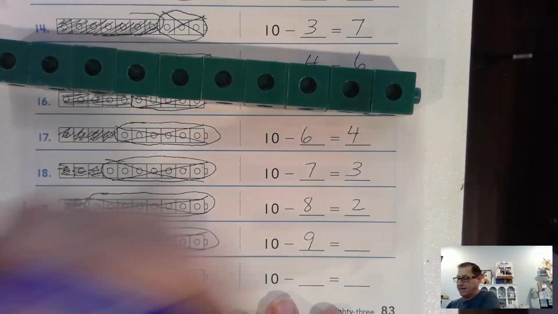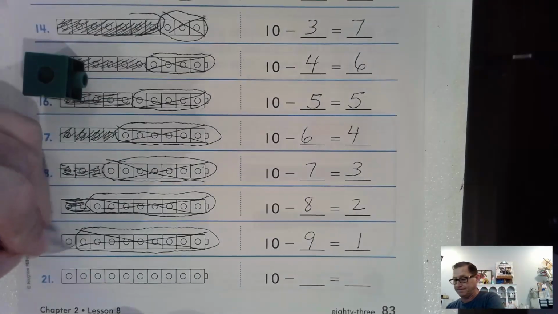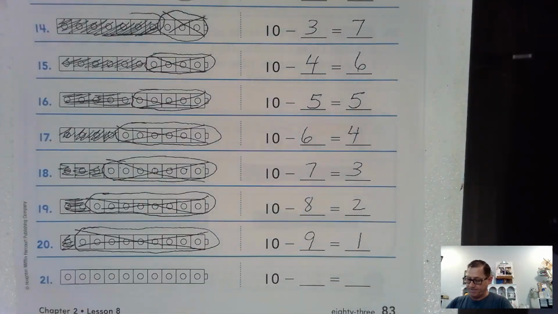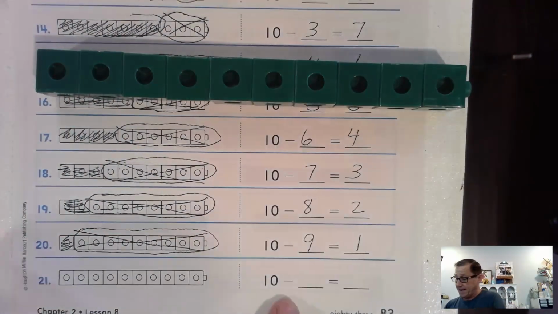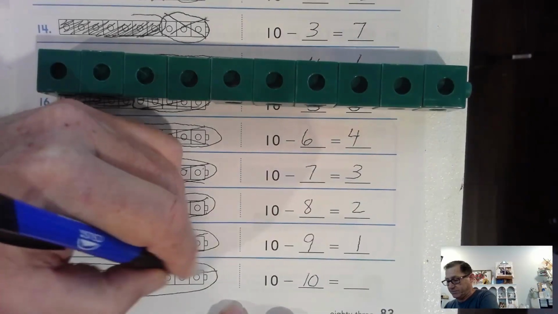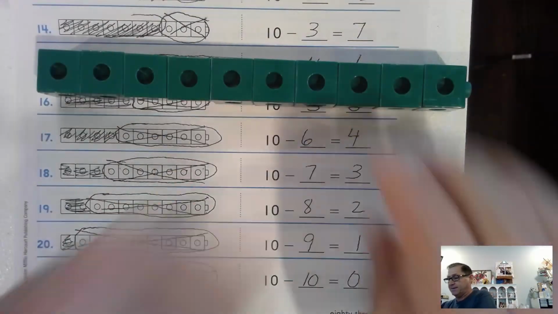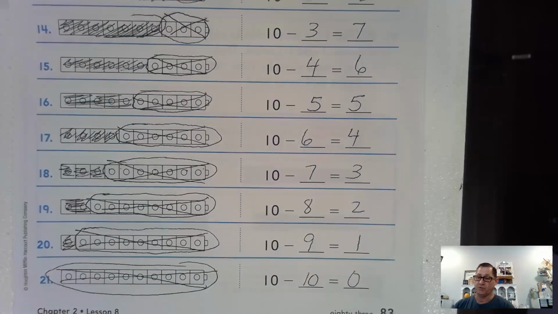And 10 minus 9 is going to leave us 1. Okay. And in the last one, we're going to take away all 10. 10 minus 10. Okay. So this time we're not going to color anything. We're just going to cross out all 10. 10 minus 10 leaves me 0. All right. Let's look at page 84.